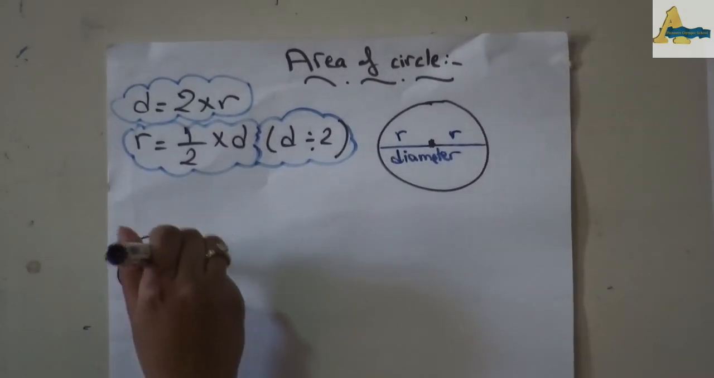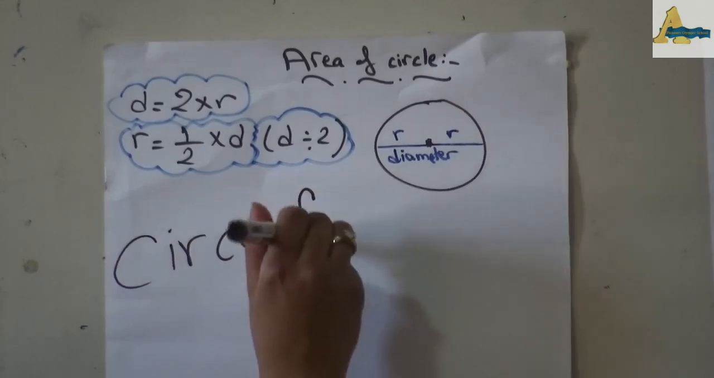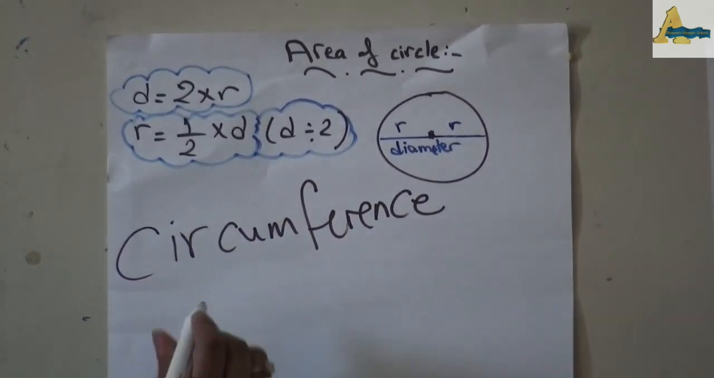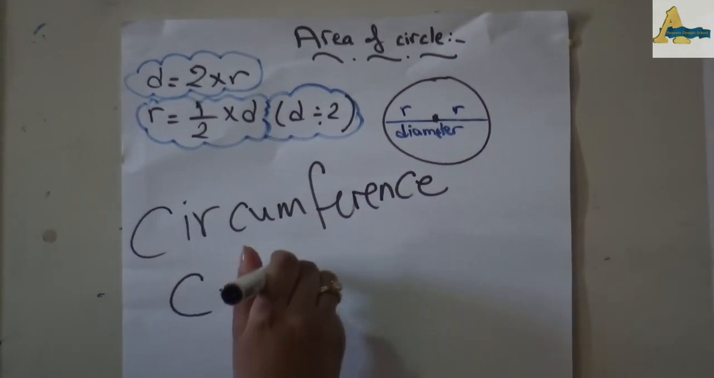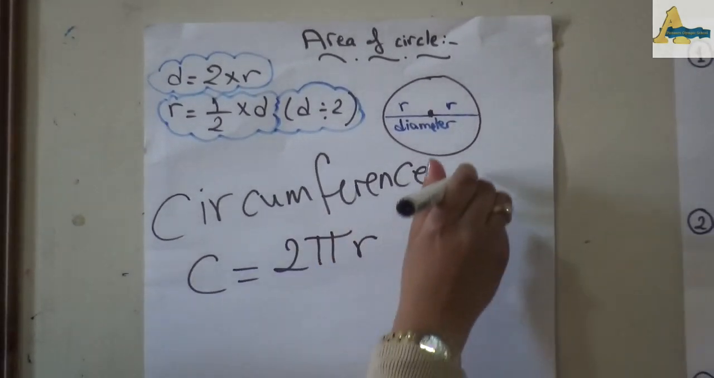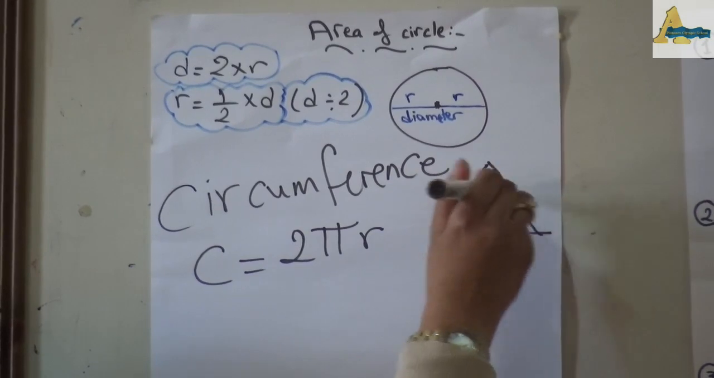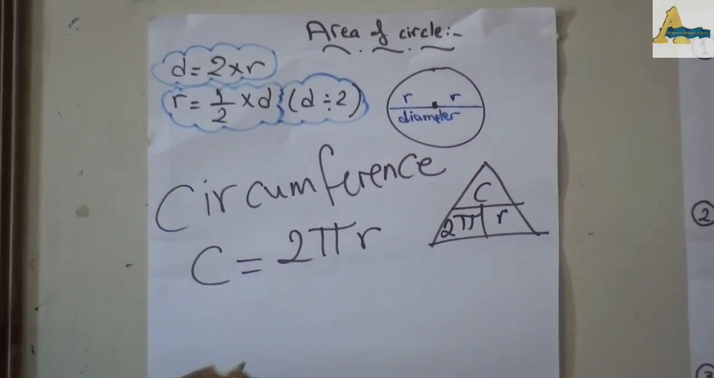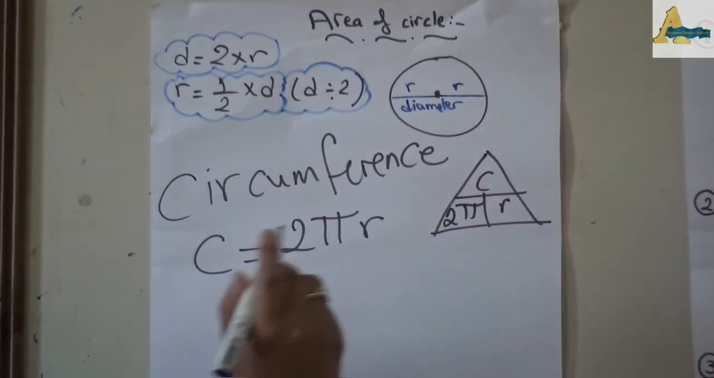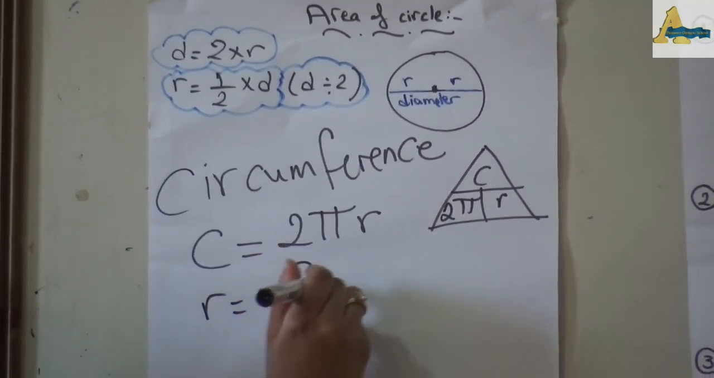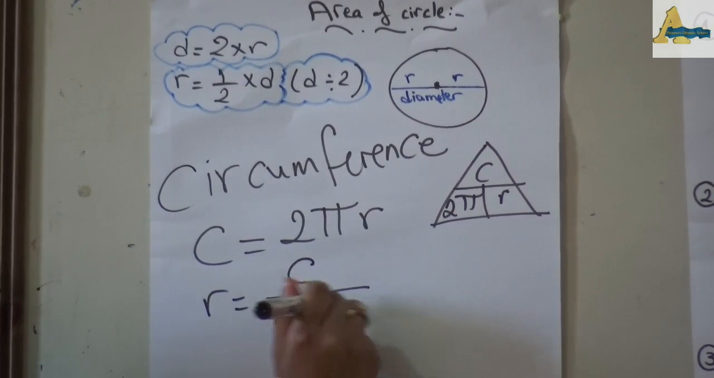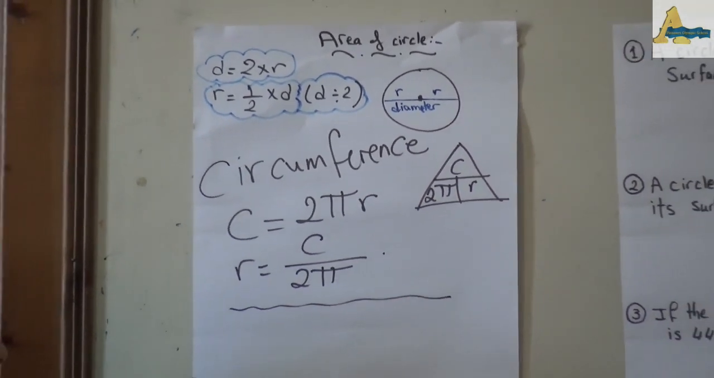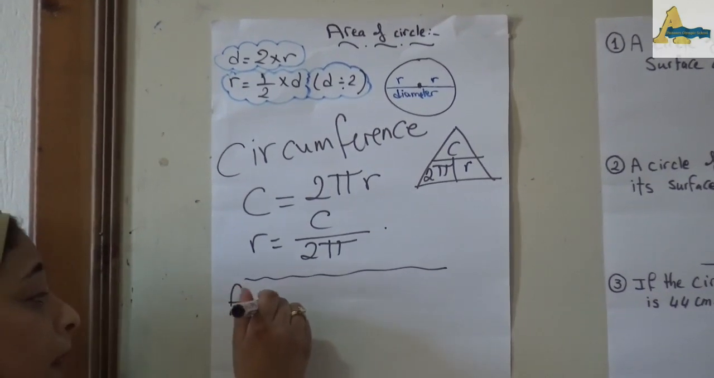We took in Junior 5 what's called circumference, which means the outline of the circle. The rule was circumference equals 2 pi r, and here is the magic triangle. Pi is a constant number, and the radius, if I want to calculate it, will be circumference over 2 pi. This year we are going to take what's called area of circle.